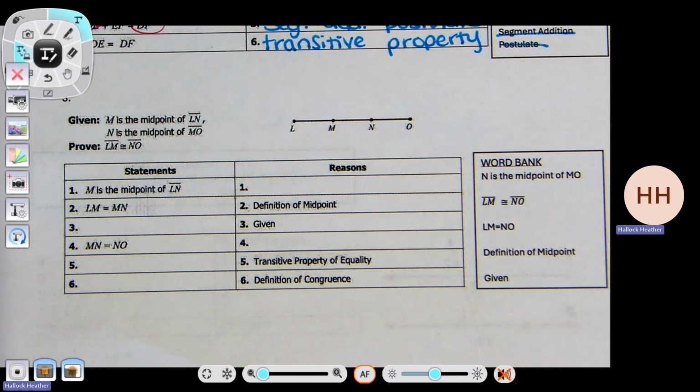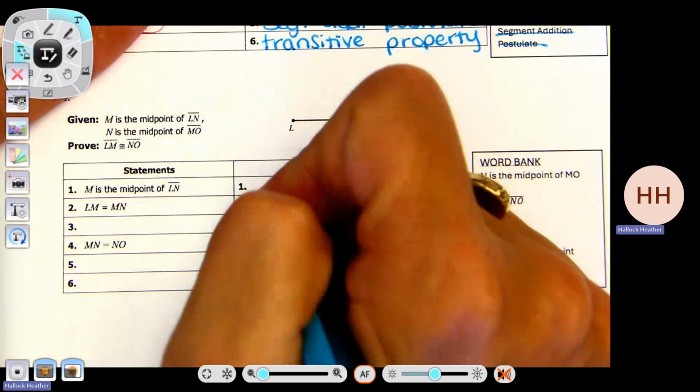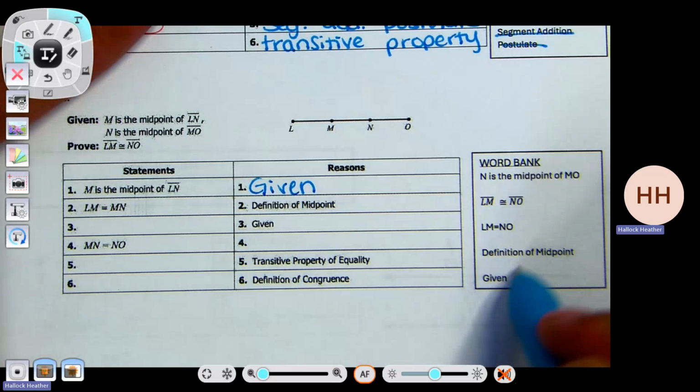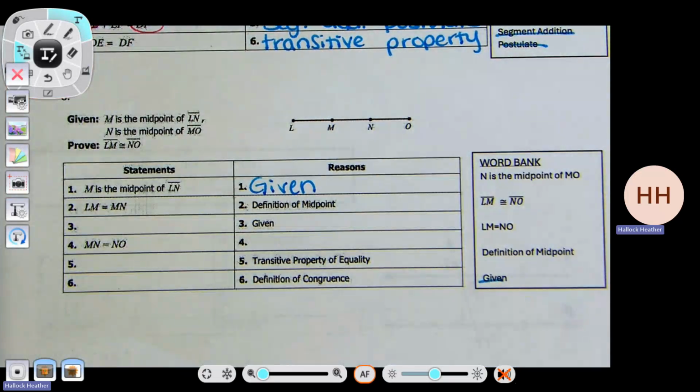Okay, does anybody know the first reason? What is it? It should always be given. Okay, so this one, if you're completely lost in the sauce, you should at least be able to get this. Okay, given, cross it out. Now looking at the rest of the given, does anybody see anything else that I could automatically fill in without even having to think about the problem?